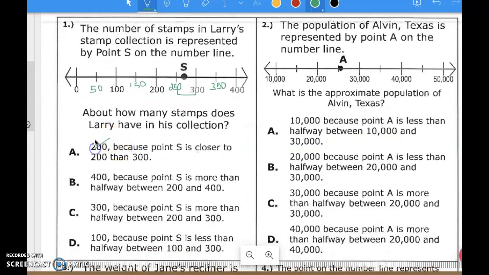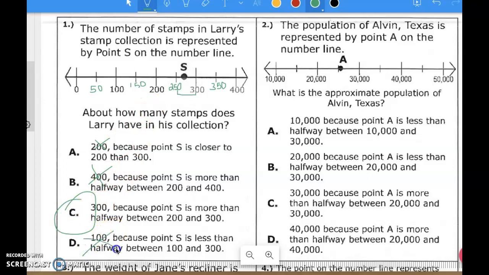200? No, because it's over 250. 400? No. 300? 300, because point S is more than halfway between 200 and 300. Yes, it's more than halfway, so this is correct.